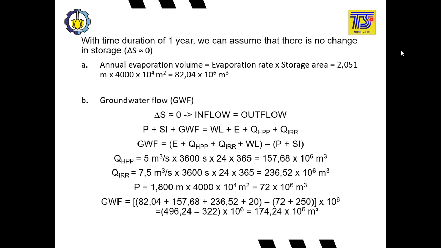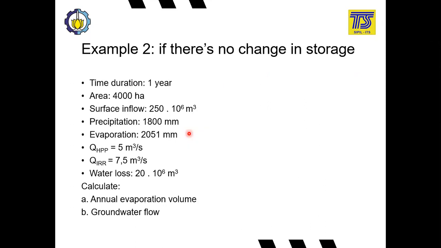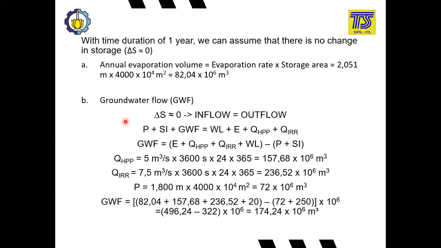So we can assume that the evaporation rate is the same in all the storage area, around the storage area, which has the area of 4,000 hectares. So we have the storage area of 4,000 hectares with the evaporation rate of 2.051 meter. We can have the annual evaporation volume of 82.04 million meter cube.